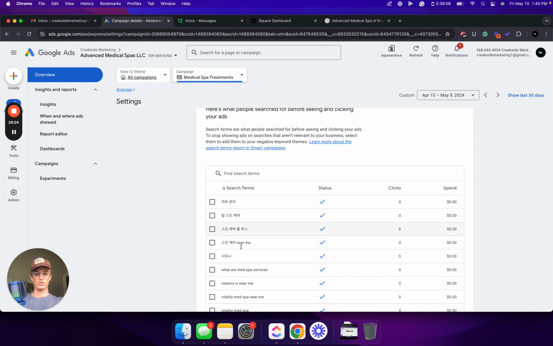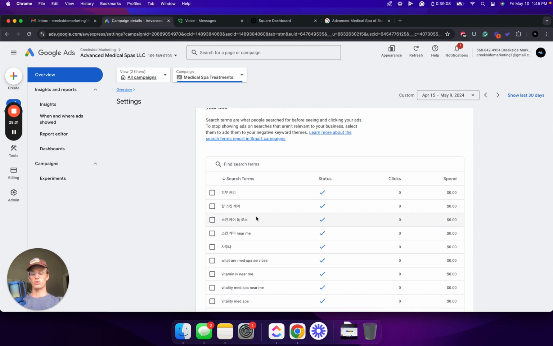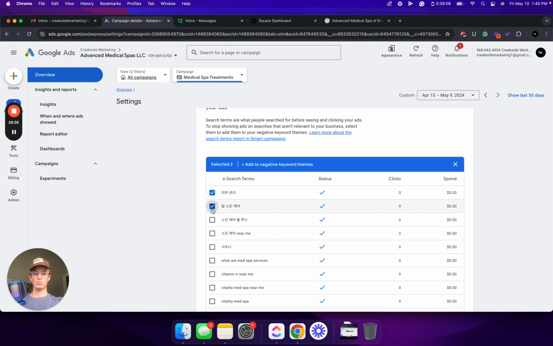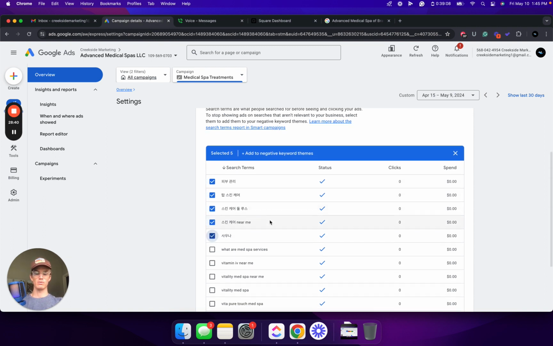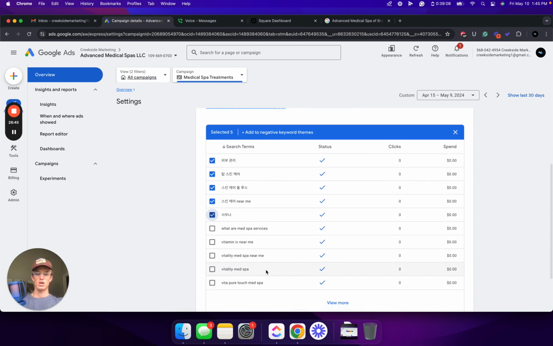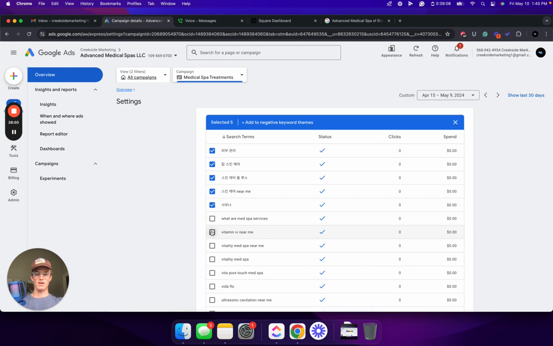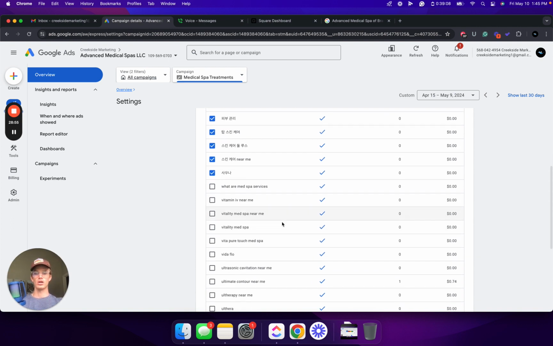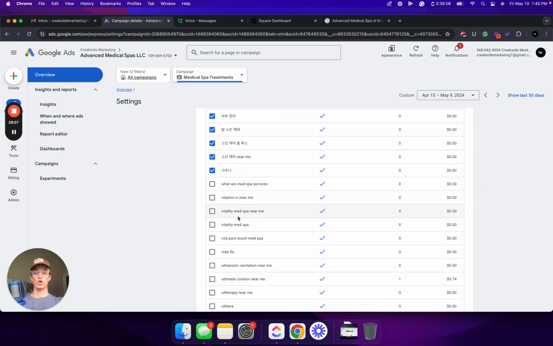There's just a bunch of stuff that doesn't apply. We only want to show up for English words at the moment. No need to waste budget on other languages because the budget's super low, even if they are searching for what they're advertising. So we're going to pause different languages, and in Smart campaigns you can only add them as negative keywords. You can't really pause them per se. We're going to uncheck vitamin IV, since it could kind of apply to med spas. We're really only going to add negative keywords for things we know for sure don't line up.